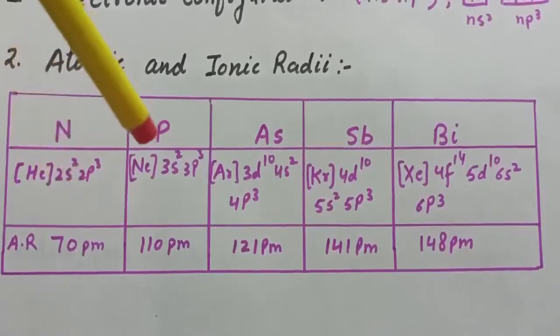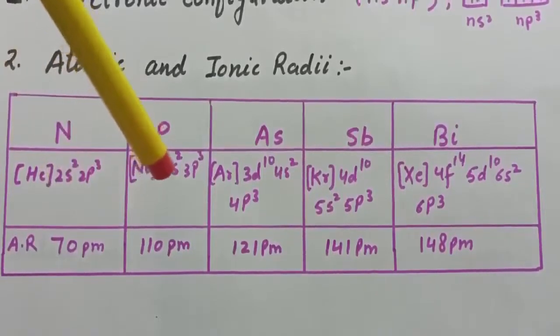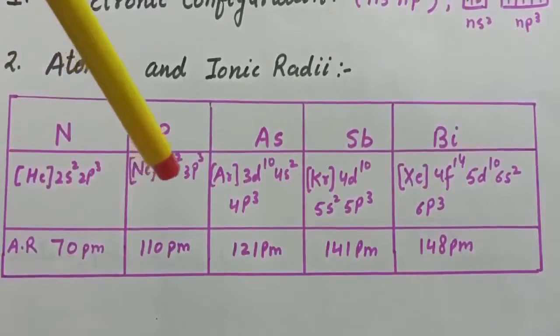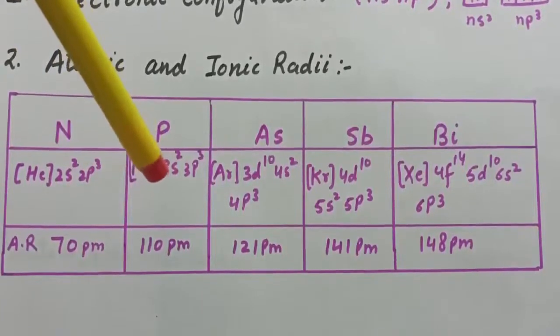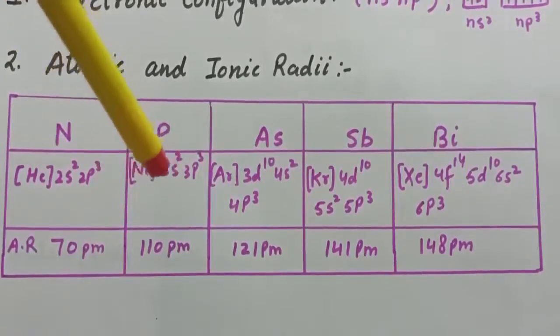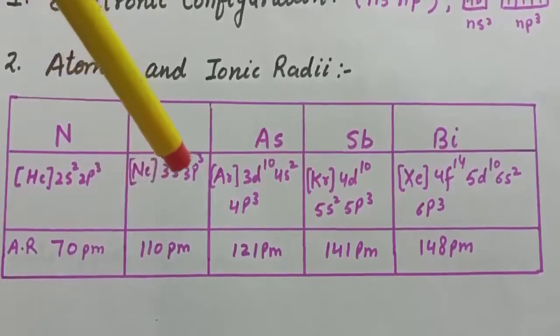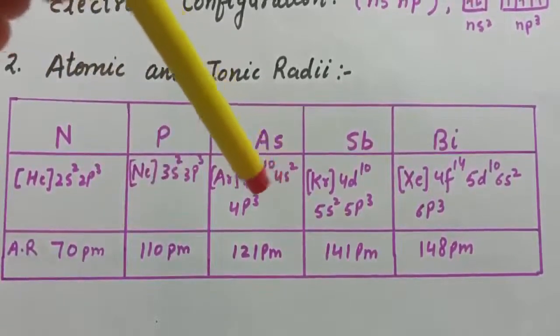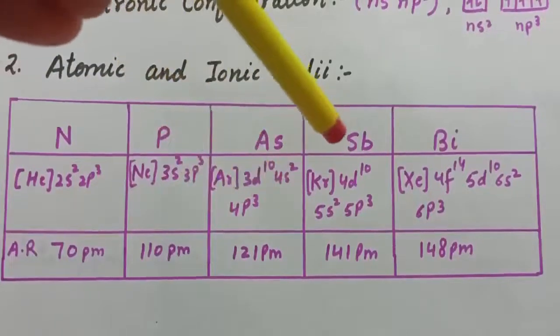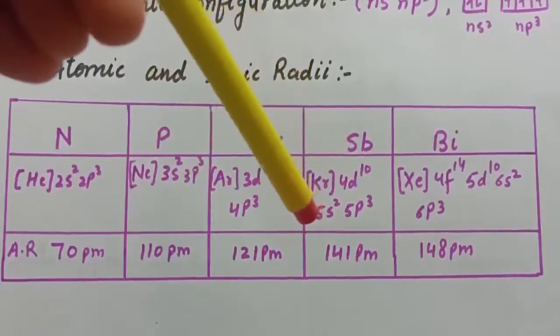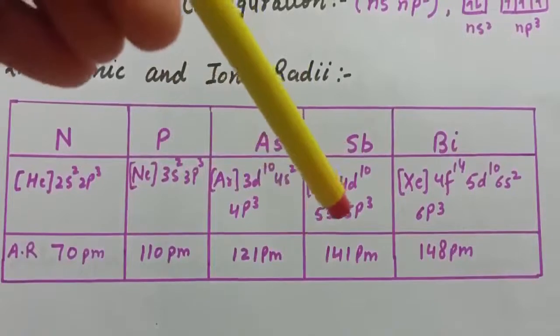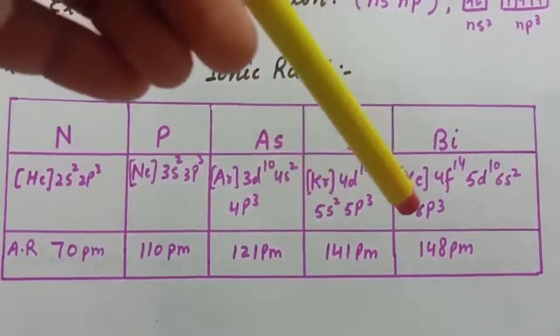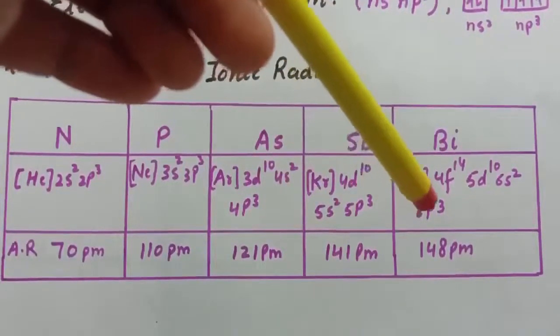Now when we move to phosphorus, the addition of a new shell, that is the electron added to n equals 3, increases the atomic radii. Now when we move to arsenic, here the outermost electron is in n equals 4, and in antimony we have the outermost electron in n equals 5, and in bismuth we have the outermost electron in n equals 6.